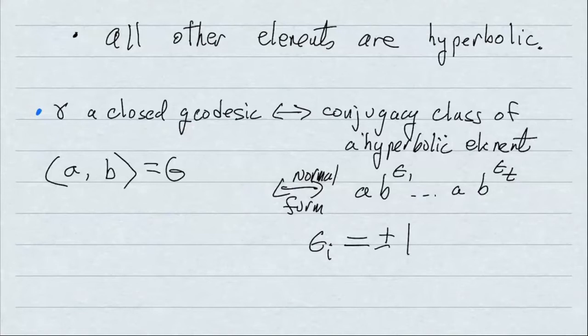Right, because B has order 2. So I could think of the power here being either plus 1 or minus 1. And B has order 3 or? B has order 3. The order of B is 3. Is that what you're saying? Yeah. So B is order 3, and then there's no power of A because A is order 2.